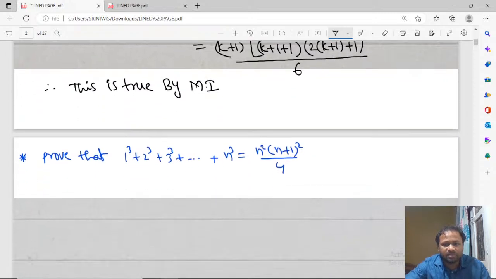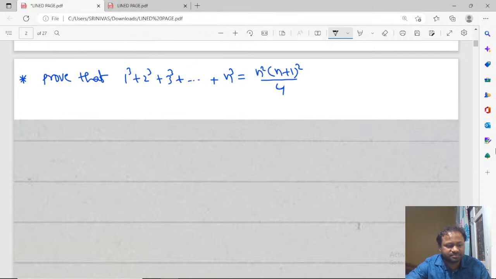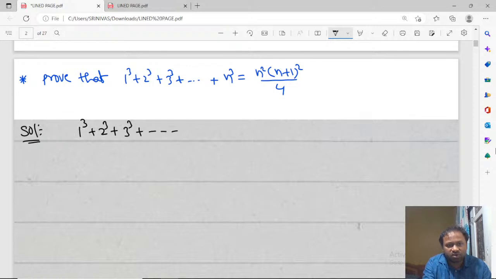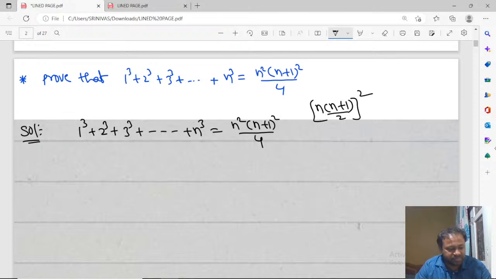So this is about the first problem. Now let me move on to one more question. See another question. We need to prove 1 cube plus 2 cube plus 3 cube plus and so on plus n cube is equal to n square into (n plus 1) whole square divided by 4, or we can write it as (n into (n plus 1) by 2) whole square. Both are same.